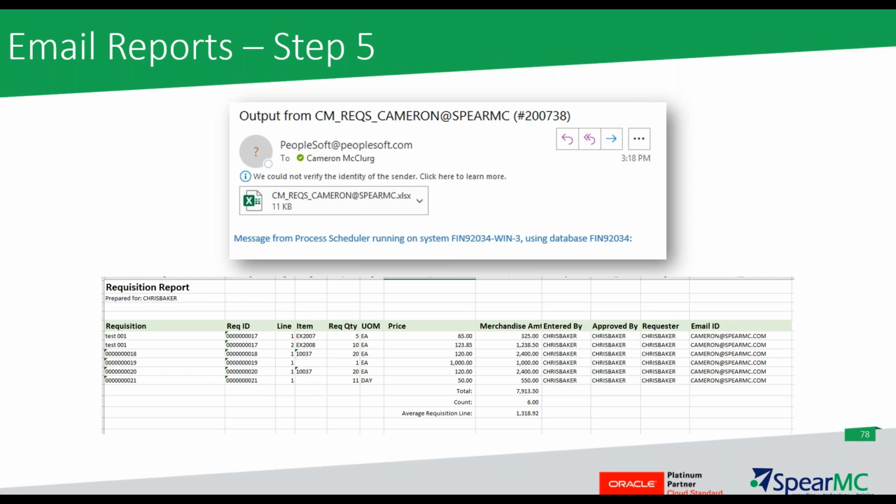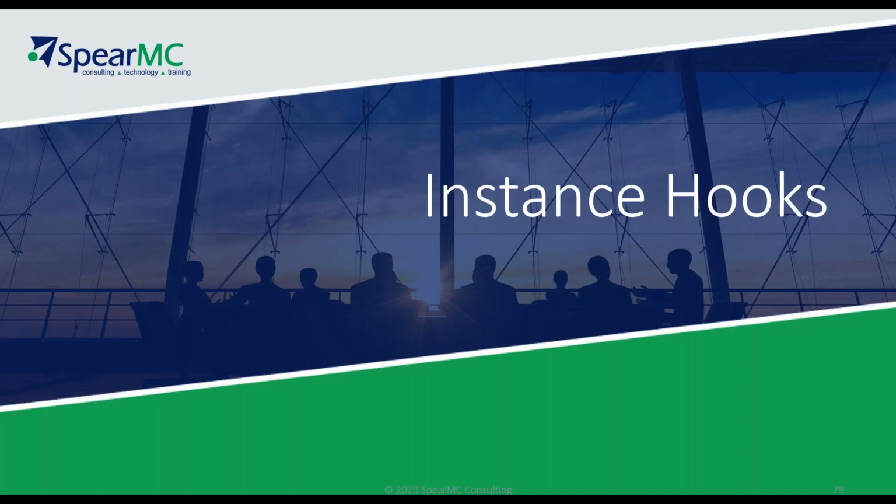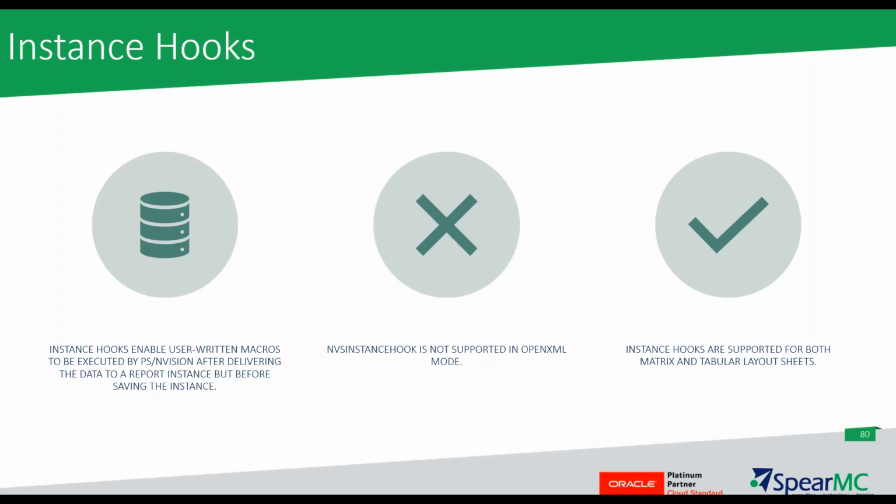Okay. And of course, you could add drill down and other links in yours too. But all right. So next. Okay, so that's email. Okay, last thing, instance hooks. Instance hooks enable user-written macros to be executed by nVision after delivering the data to the report instance, but before saving the instance. That's a mouthful, but basically it's going to run a macro every time you run the report.